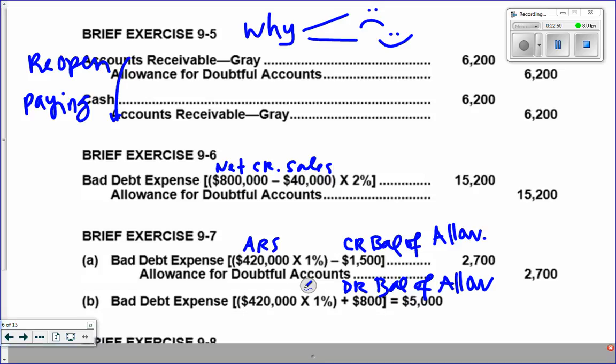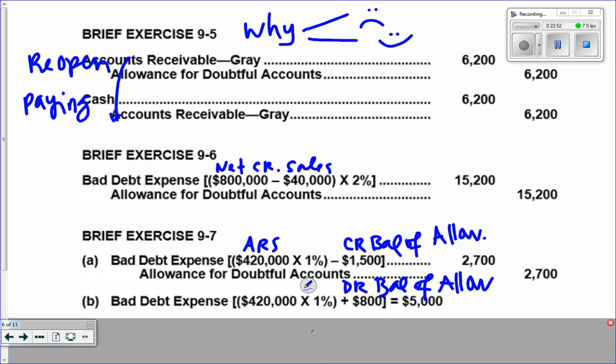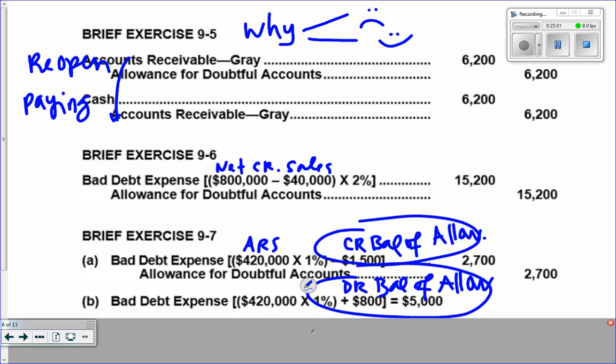So these are very much separate. They're just saying, what if we've got a credit balance? What if we've got a debit balance? I know this is confusing, and this is why I wanted to go through this with you in person.